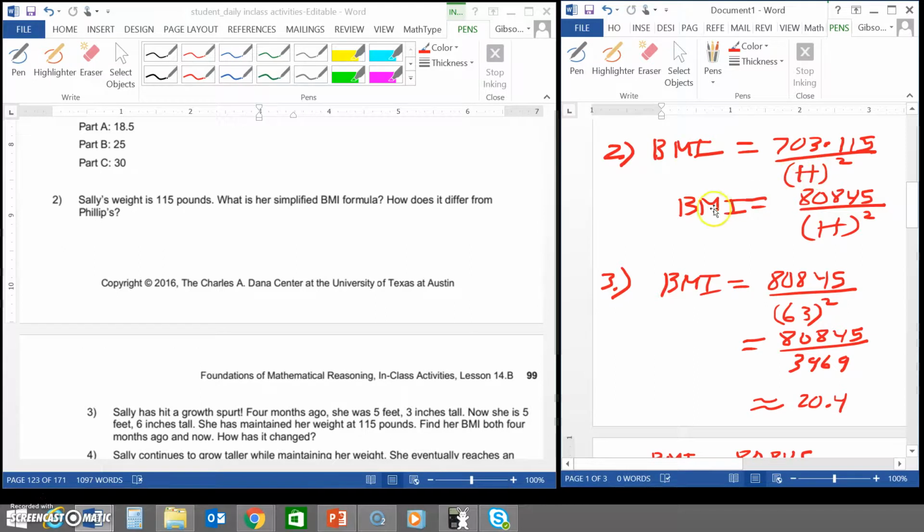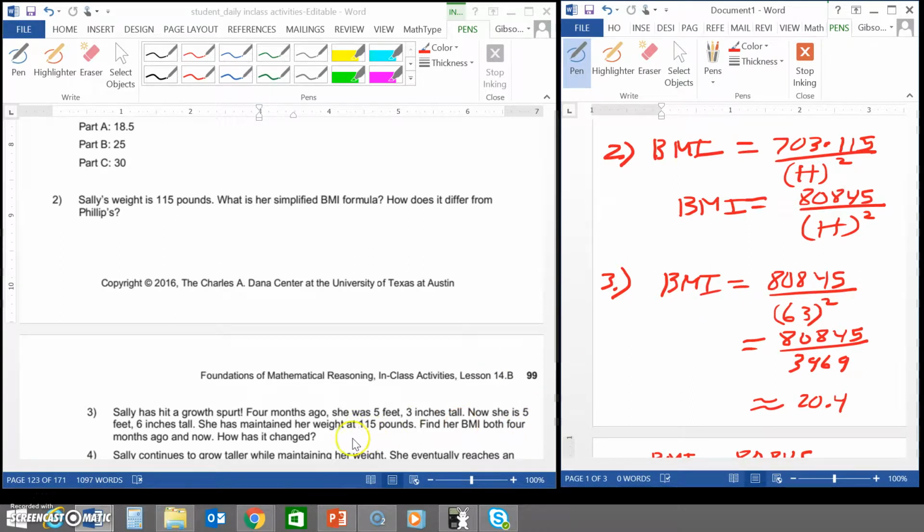We don't know what the height is. So we have BMI is equal to 703 times 115, which is 80,845, divided by the height squared. Now that is the simplified BMI here. Now, it says, how does it differ from Phillip's? And with Phillip's, remember, we had the height and we didn't have the weight. So that's the only difference: here we have the weight, but we don't have the height.